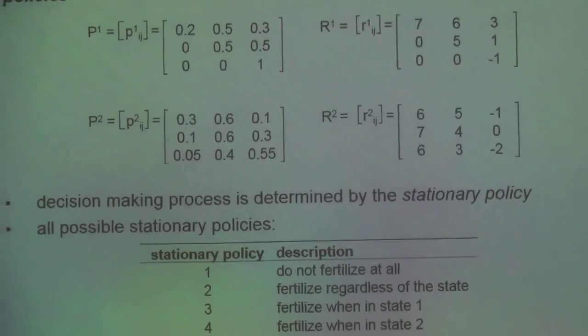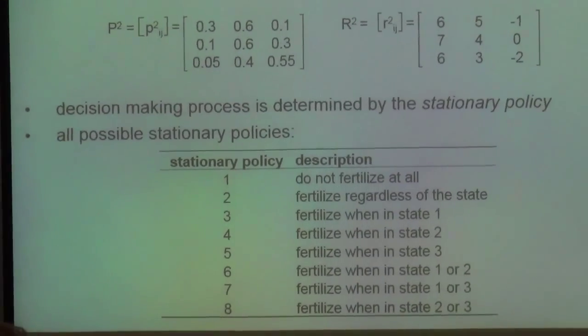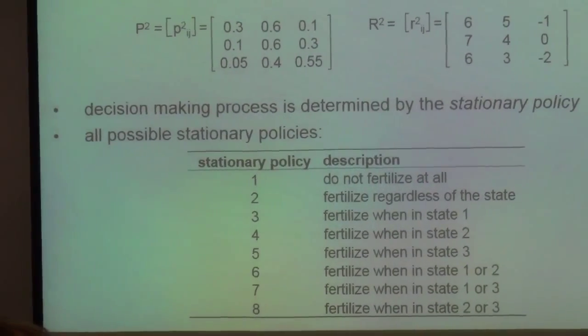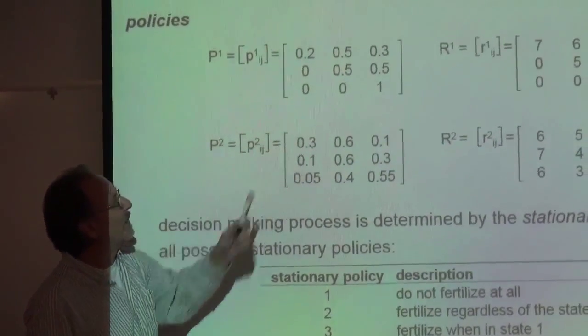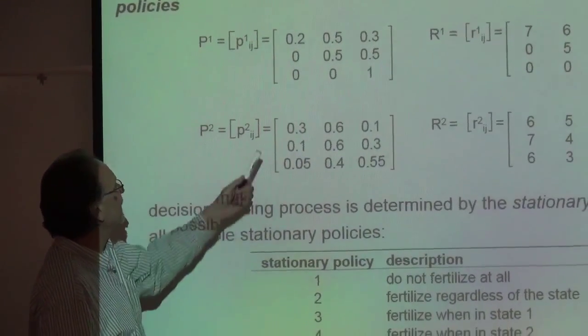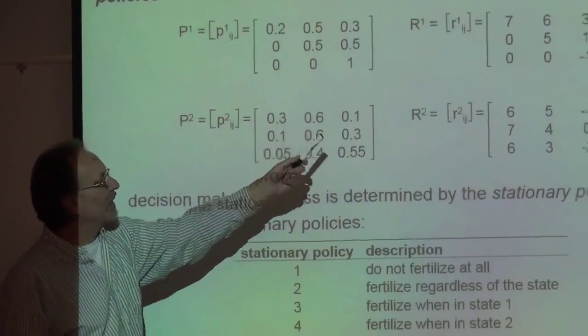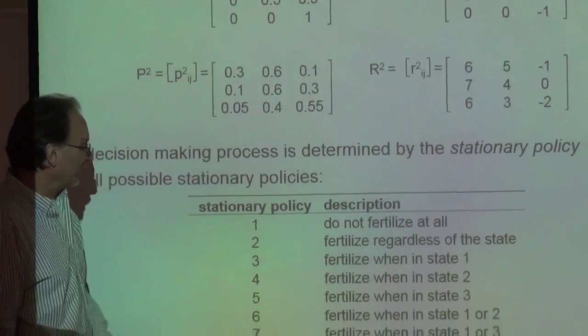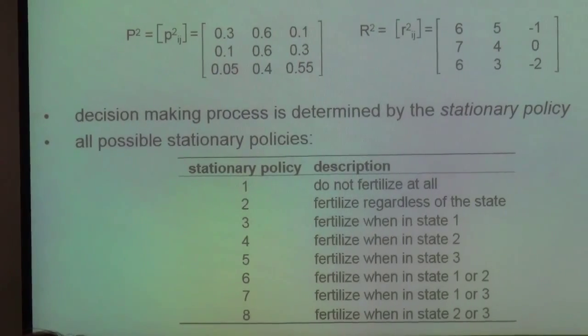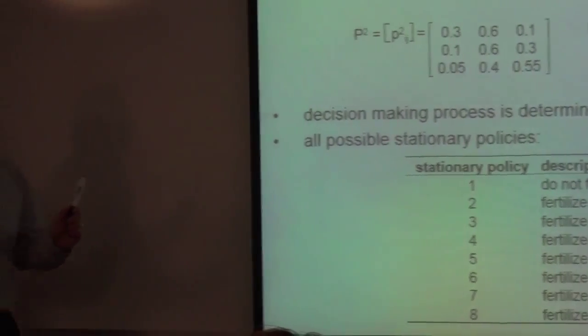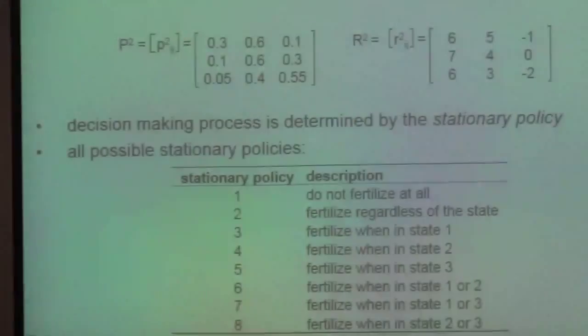Each of these policies represents a rearrangement of those two matrices. Right? This policy is just a net return. Always fertilizing is just this transition and net return. All the other 6 have a rearrangement associated with them. Let's talk about the rearrangement a little bit.